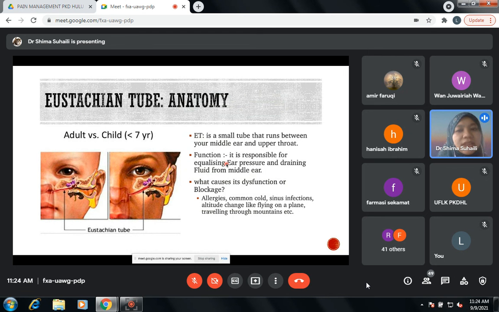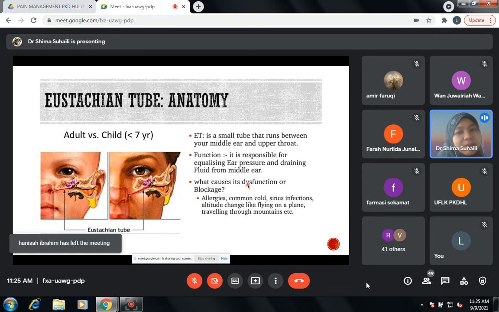Okay, the function is to provide equalization of the ear pressure and also draining of the fluid from the middle ear. So kalau ada fluid dekat middle ear, dia patut keluar daripada ET to the throat, and also kalau dia patent, maksudnya dia terbuka, it will make the pressure from outside to the inside equal. Jadi patient takkan rasa macam imbalance. Patients with acute otitis media boleh ada imbalance, and this usually adults lah yang akan cakap dia ada problems dengan balancing, rasa macam nak terjatuh, rasa macam tak selesa, okay, because of the balancing of the ear pressure.